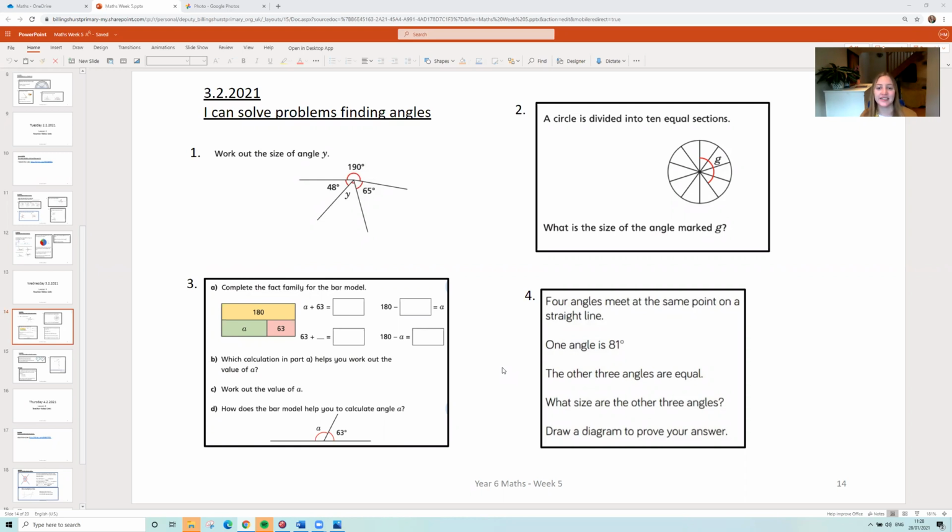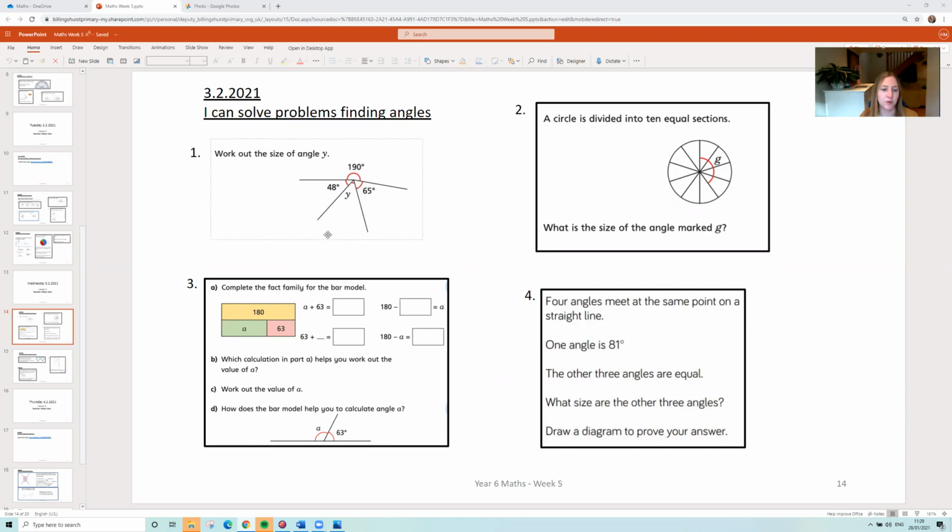As I said yesterday, today we're moving on to using our knowledge about angles and the learning that we've done this week about finding angles on a straight line and angles around a point, to then apply that to some problem solving, finding angles.